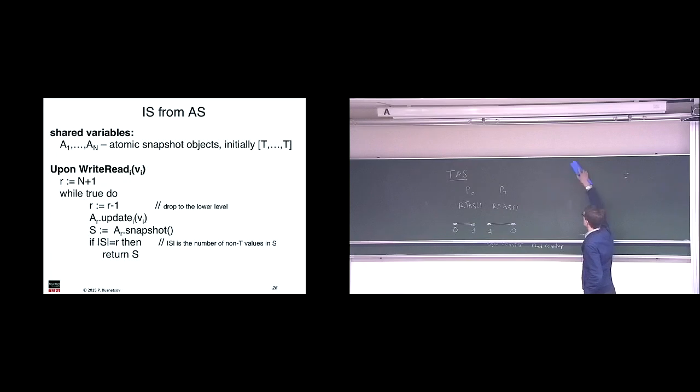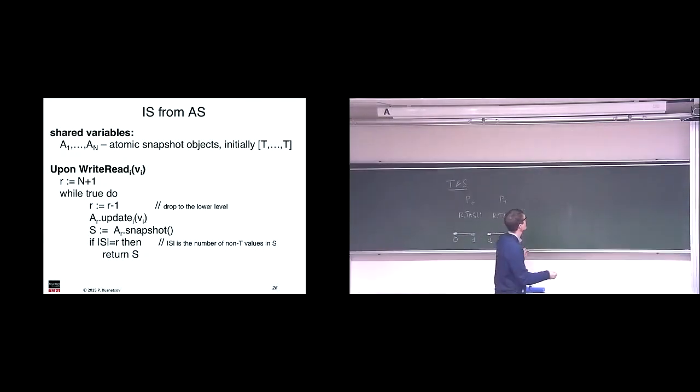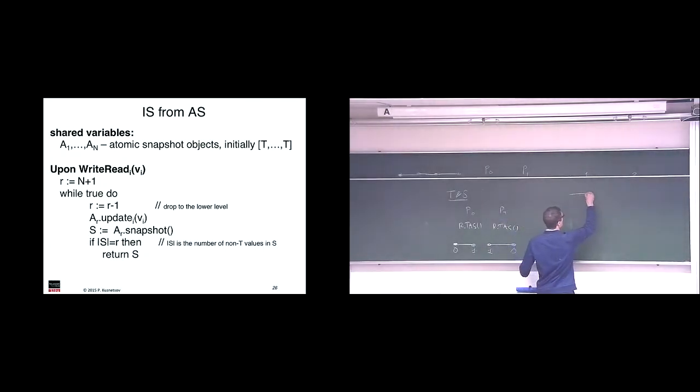You start from the top floor, and you go down until some condition holds. So you have floor n, floor n minus 1, floor 2, floor 1. Potentially, you have n processes coming together that can write to the memory. So each of them would start with floor n.